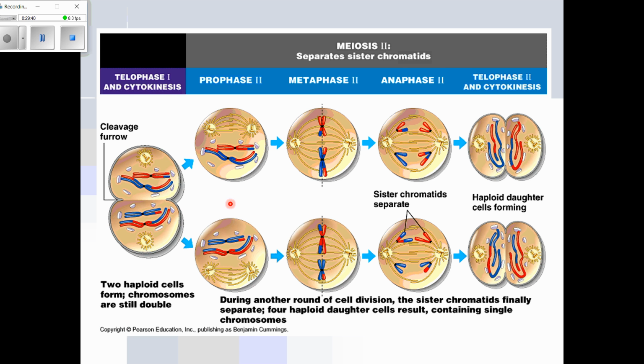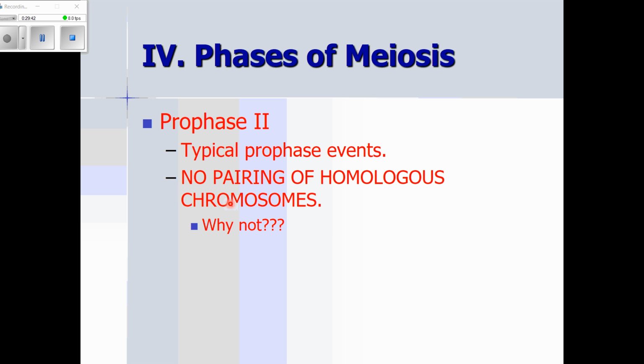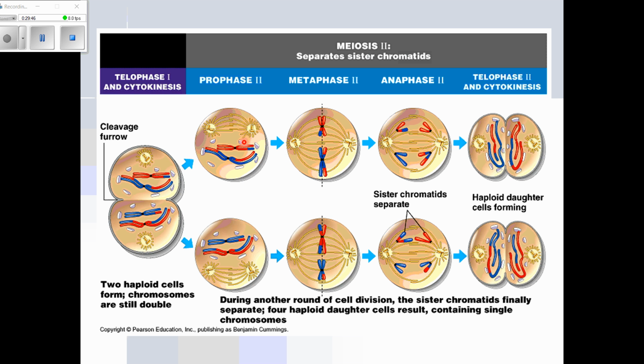What happens in prophase 2? Well, typical prophase events. Right, so let's go back to the picture. The nuclear envelope breaks down. The chromosomes coil back up, if they ever uncoiled. Sometimes they don't even uncoil after telophase 1. The spindle forms again. The centrosomes move eventually to opposite ends. So it's normal prophase events.